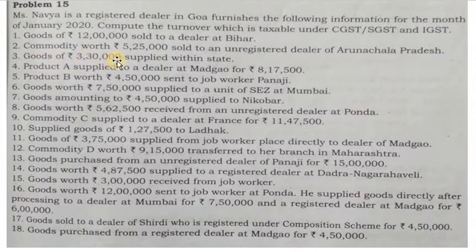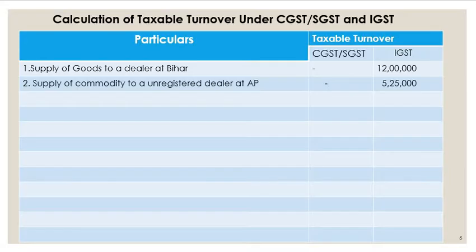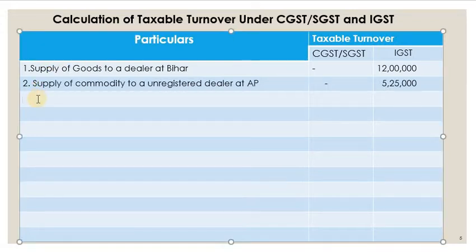Goods of rupees 3,30,000 supplied within the state. The nature of the transaction is intrastate, within the state of Goa. So which tax is liable? The tax liability is SGST and CGST, which has to be paid for this transaction. So let's write this transaction under the SGST and CGST column. I have already written: supply of goods within the state.